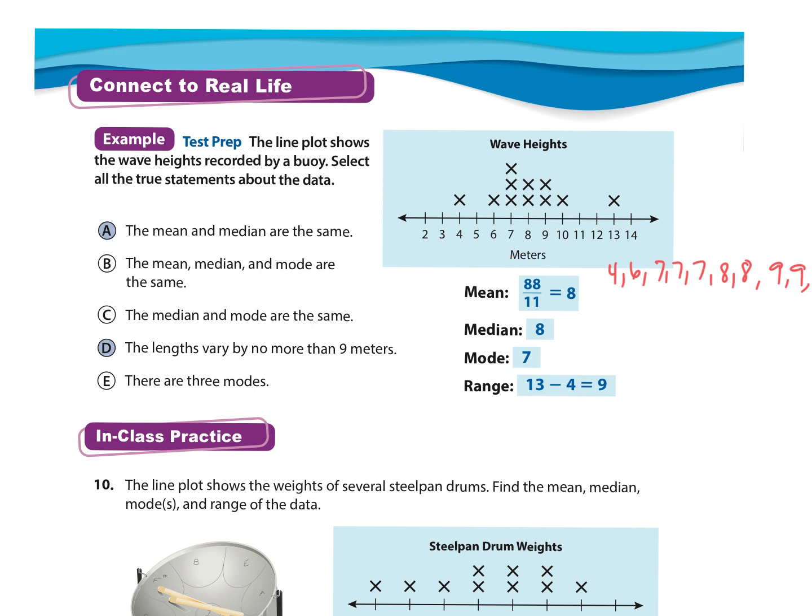My median, if you don't want to list it all out, you can go, okay, I'm going to mark out my smallest and my biggest, then my next smallest, next biggest. I'm going to keep crossing these out until I end up at the middle, which is 8. For the mean, you do have to add them all up and divide by how many x's there are. So it's showing you that piece. And then 13, my range, minus my smallest 4 is 9.